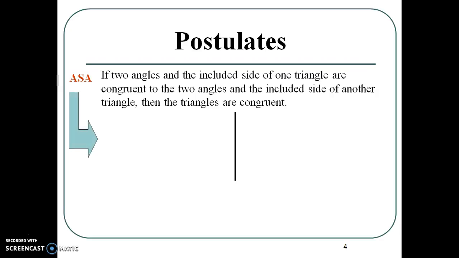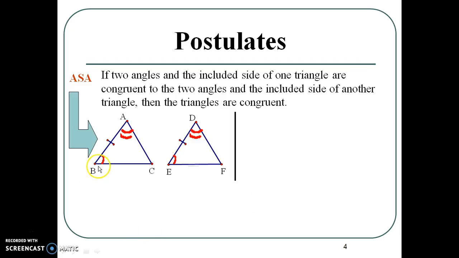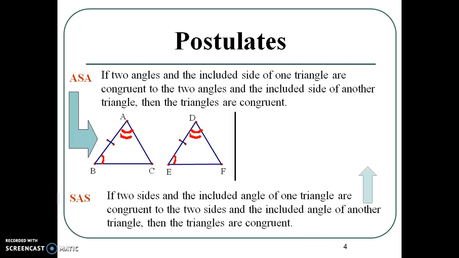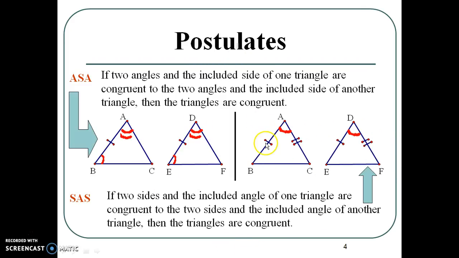Angle, side, angle. If two angles and the included side of one triangle are congruent to the two angles and the included side of another triangle, then the triangles are congruent. So if two angles and the included side are congruent to these two angles and the included side, then the entire two triangles are congruent. Side, angle, side. If two sides and the included angle of one triangle are congruent to the two sides and the included angle of another triangle, then the triangles are congruent. So we have side, angle, side, side, angle, side.